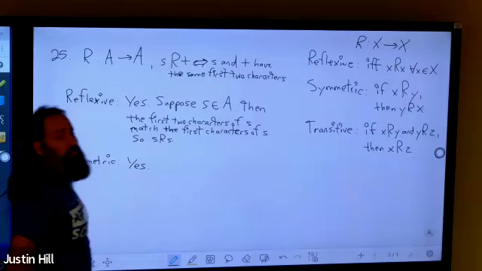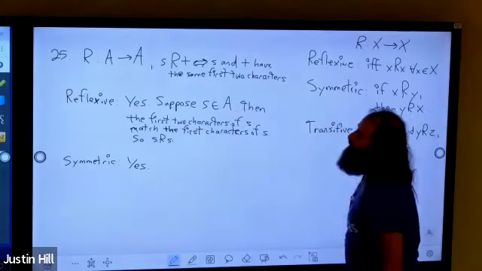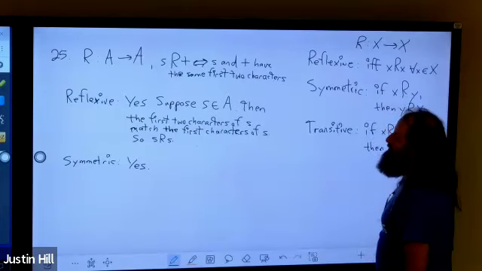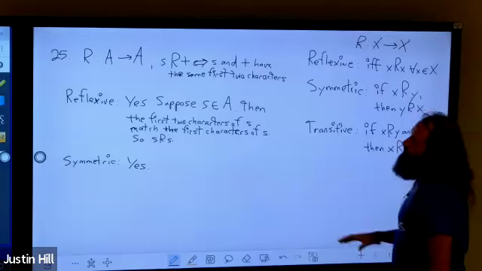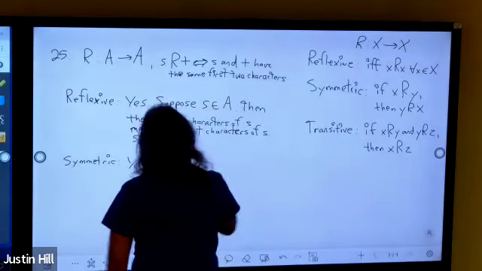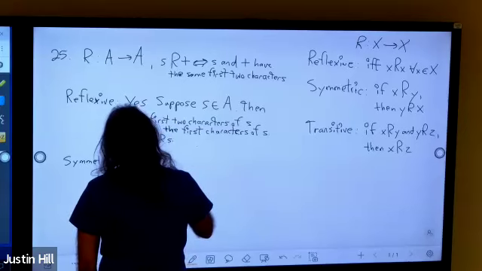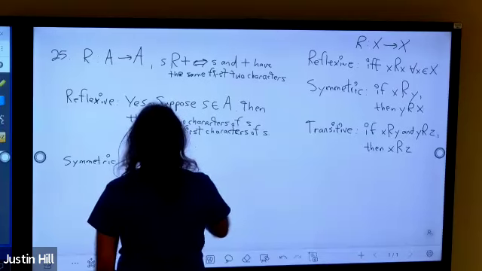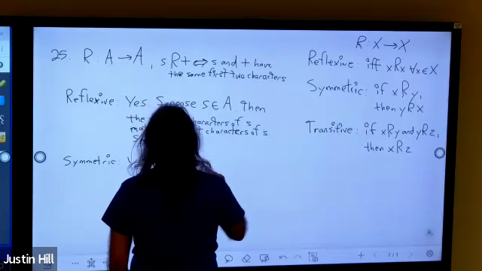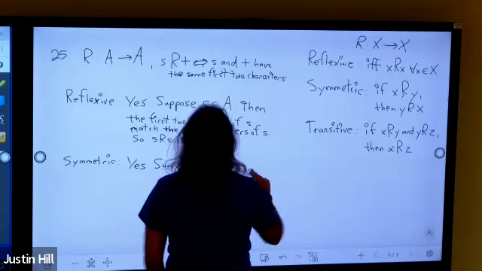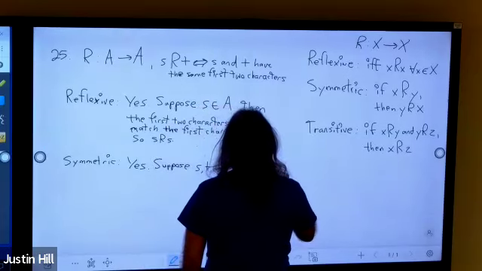All right, let's see what you came up with. Or again, I'll suppose what you came up with, but let's see what you came up with. So this is definitely symmetric, so we're gonna suppose the first part of this. So suppose S, T are in A, and S is related to T.